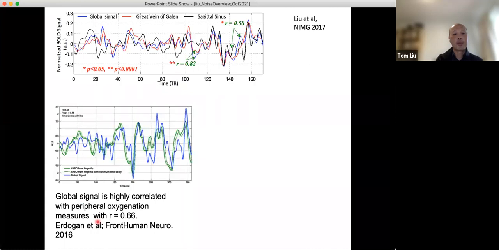And this group, from Blaise Frederick's group in Boston, also went on to show you get similar measurements by just measuring the oxygen at the toe. So these very peripheral measurements seem to also be related to what's going on in the brain. Okay.